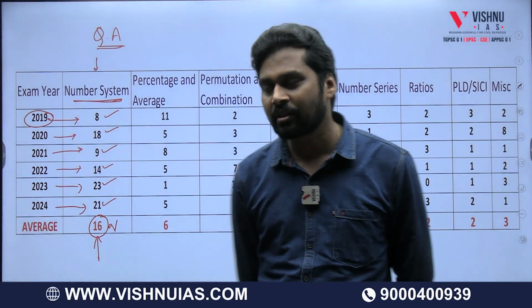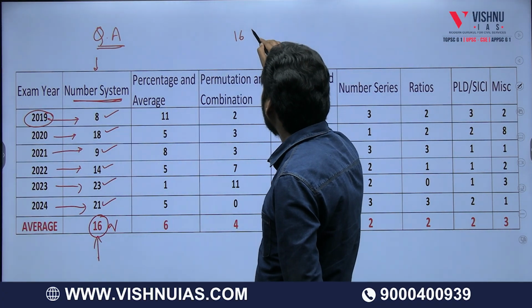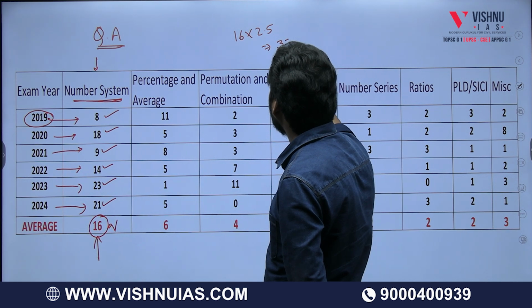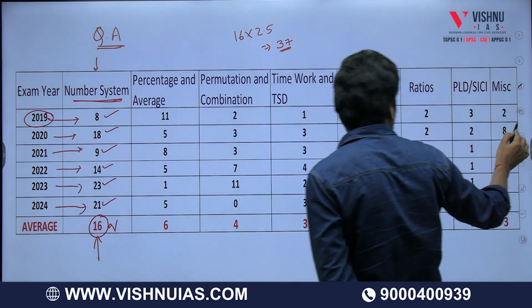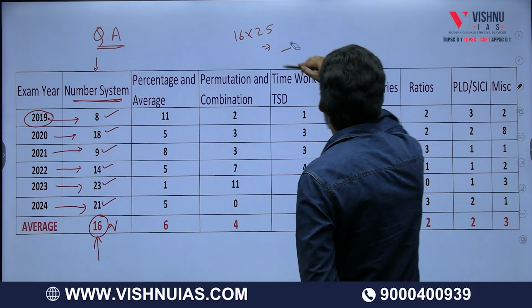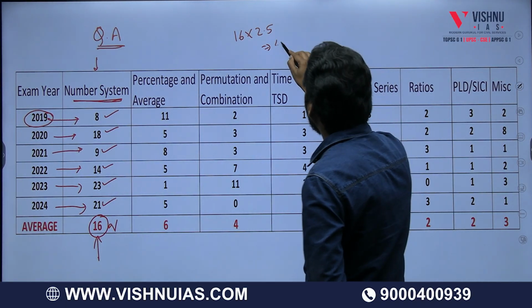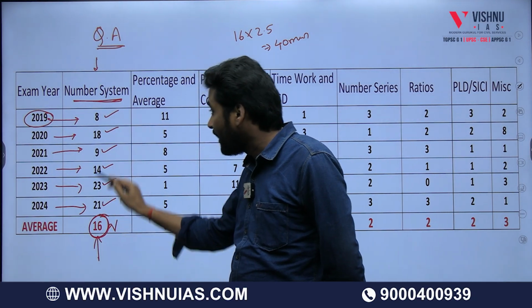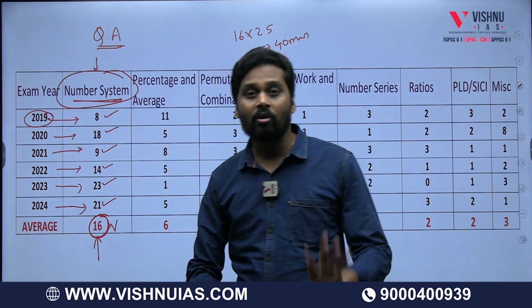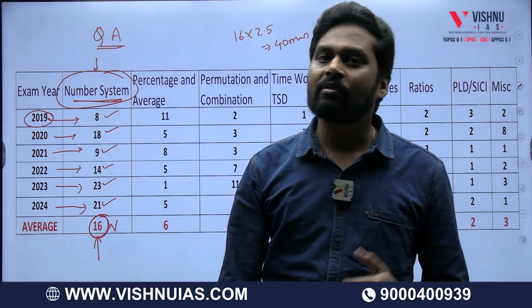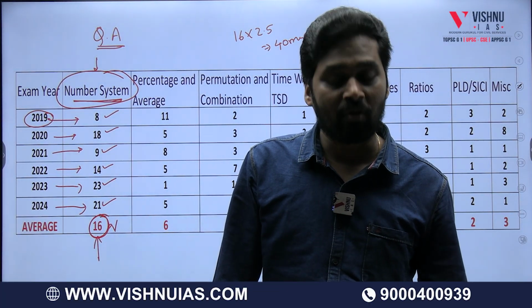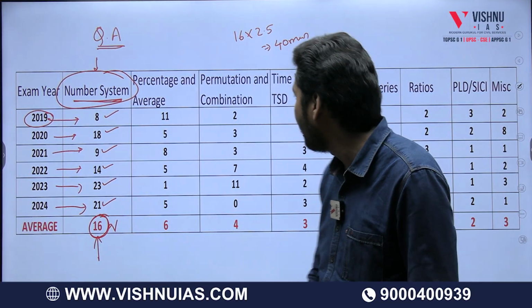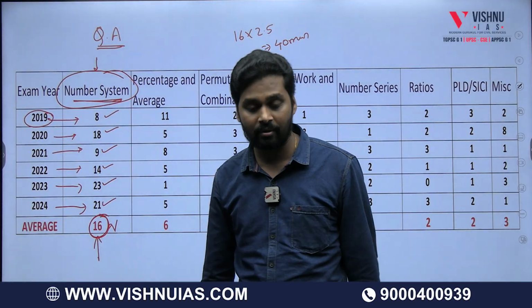You know how much 16 questions means? That 16 and 2.5, which means 32 plus 40 marks. Marks wise, if you see, 40 marks. On an average the weightage of number system is 40 marks. What is the qualifying mark? 66. Out of 66 marks, only from the number system, on an average, 40 marks you are getting.